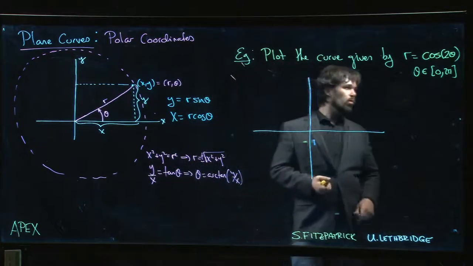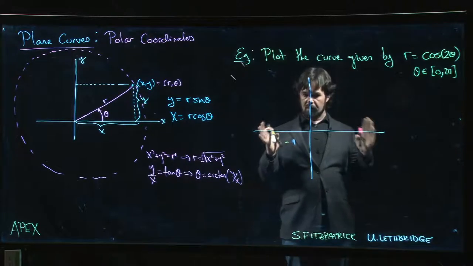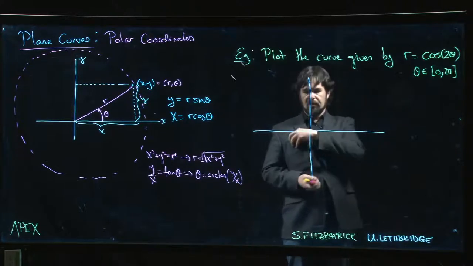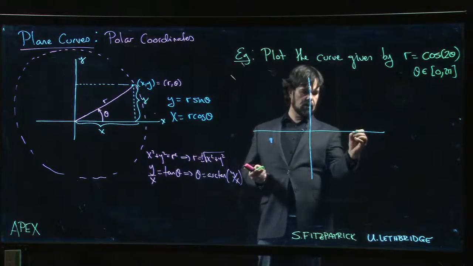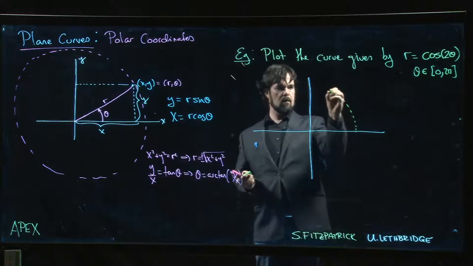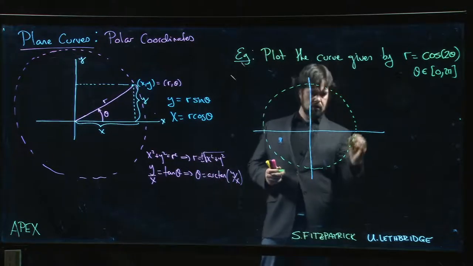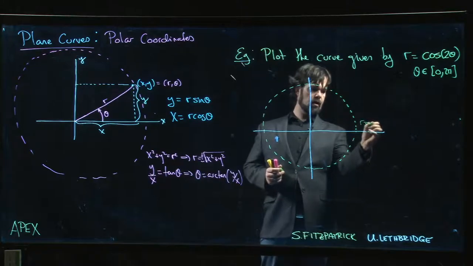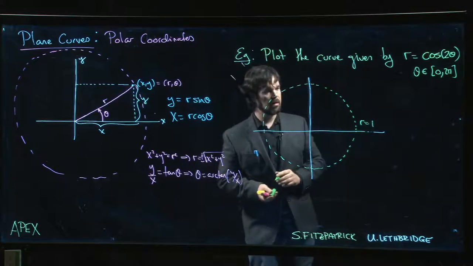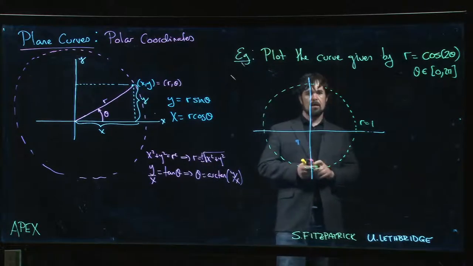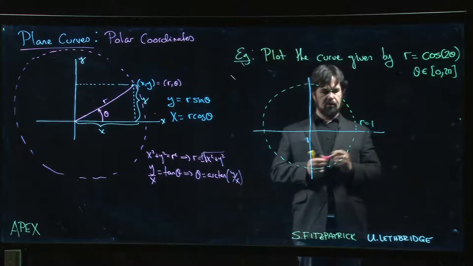So r is equal to cos 2 theta. Now, we know that cosine is always between minus 1 and 1. So one of the things that we might do is give ourselves a reference circle here. So there's r equals 1, the unit circle, r equals 1. And we're going to go around the circle and mark off those points.